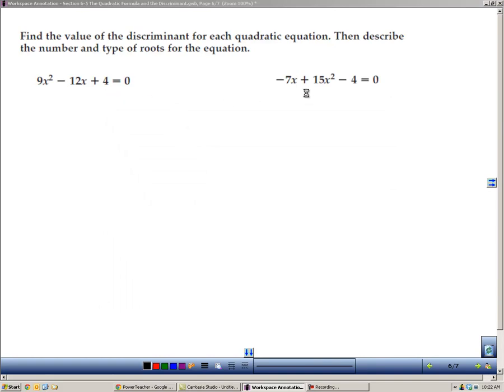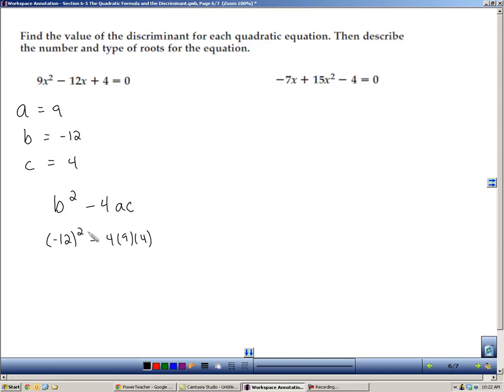So let's find the value of these discriminants and then see what that tells us about the kinds of roots that we're going to have. Here my a is 9, my b is negative 12, and my c is 4. Well, the discriminant is b squared minus 4ac, so I'm going to plug into that. Negative 12 squared is 144. 4 times 9 times 4 is 144. So you get a discriminant of 0. If the discriminant is 0, we say that there is one rational root or one rational solution.